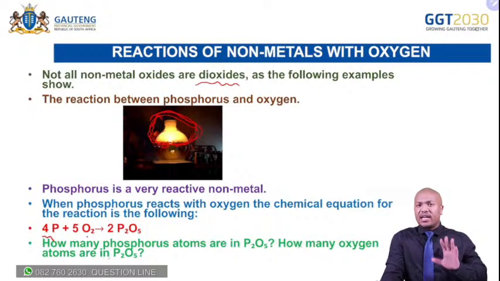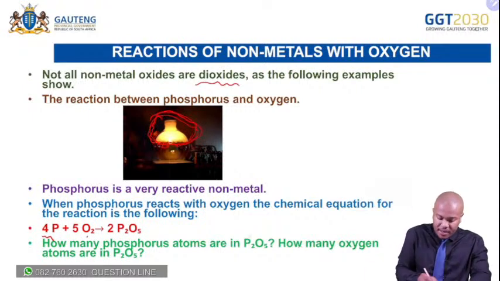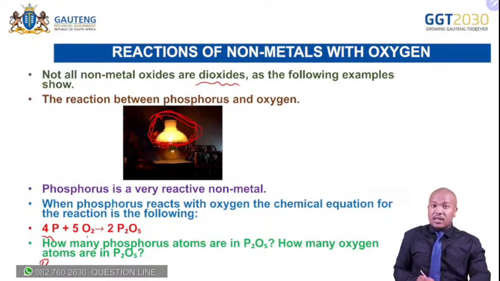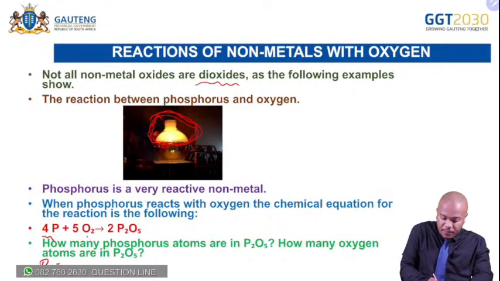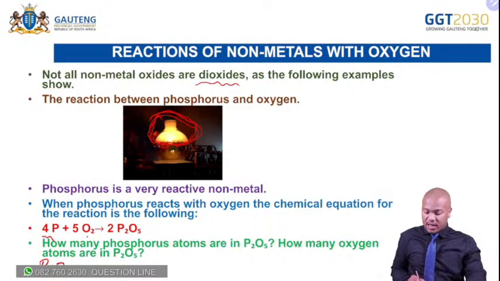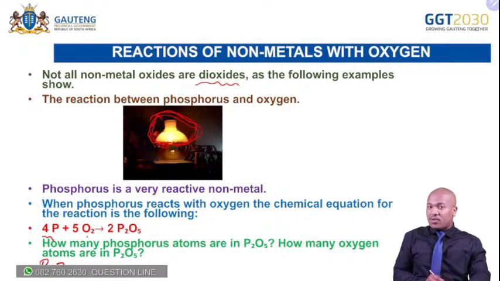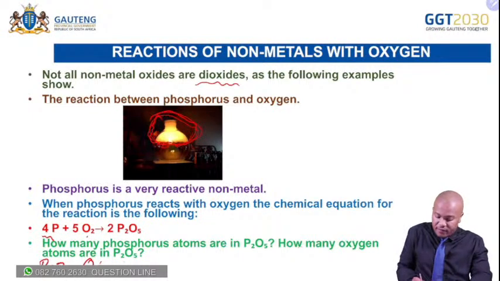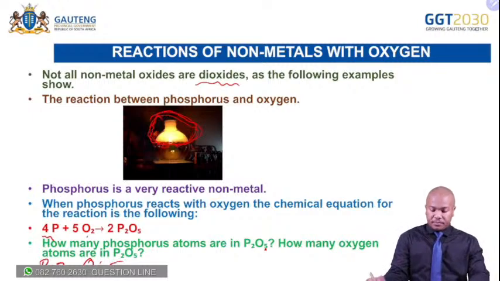Now look at the ratio there, right? And let's count together. P as phosphorus, right? How many phosphorus atoms do we have there? We have 2. Are we together? How many oxygen atoms do we have in phosphorus pentoxide? We have 5. Are we together?